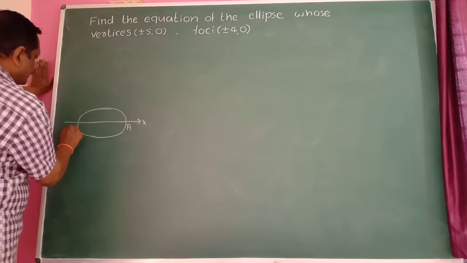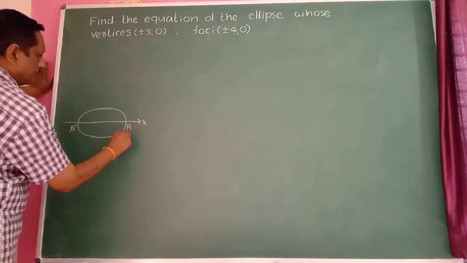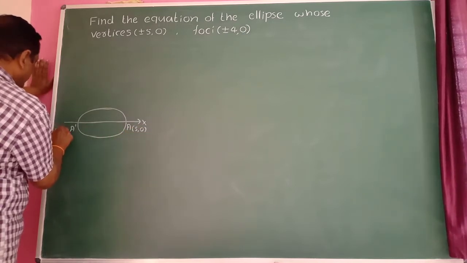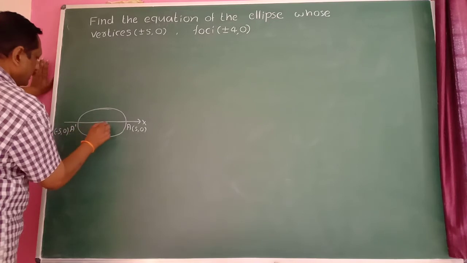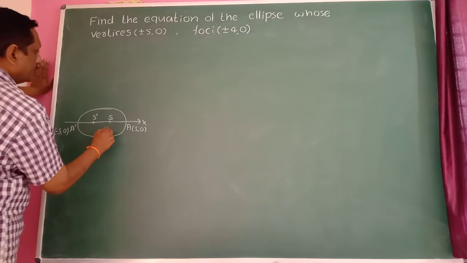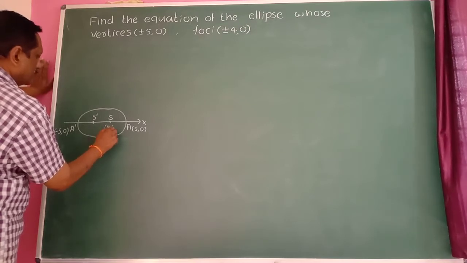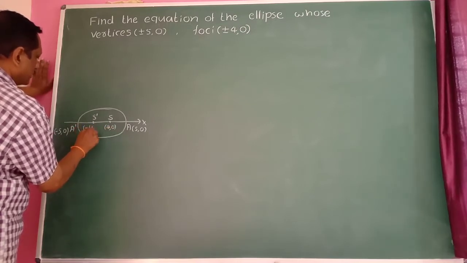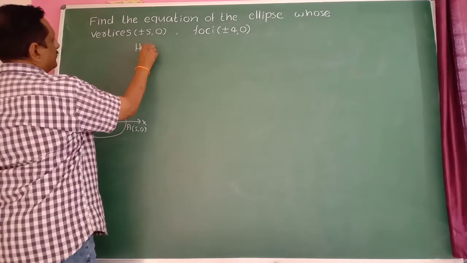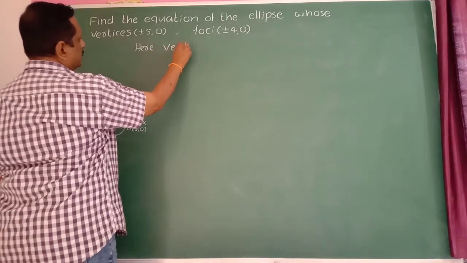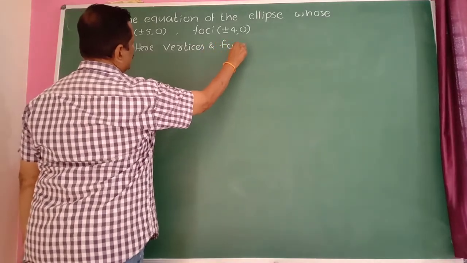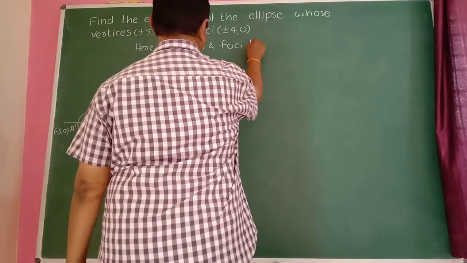Then A and A dash, these are the vertices here. So one coordinate is 5, 0. The other coordinate is minus 5, 0. Similarly, S and S dash, these are the foci here. So one coordinate is 4, 0. The other one is minus 4, 0. Therefore, here vertices and foci lie on the x-axis.